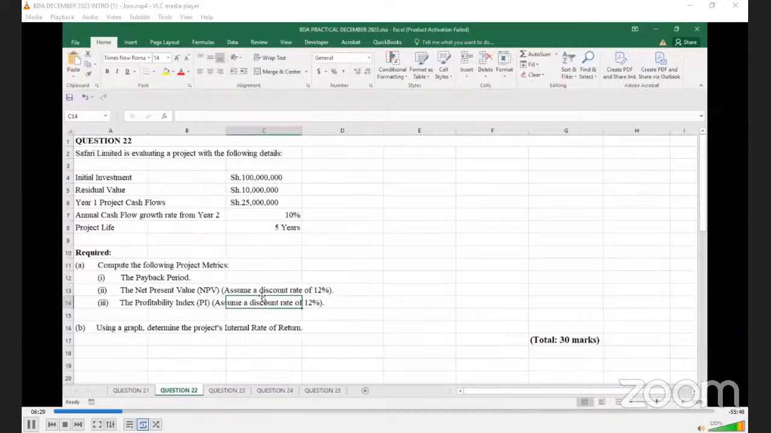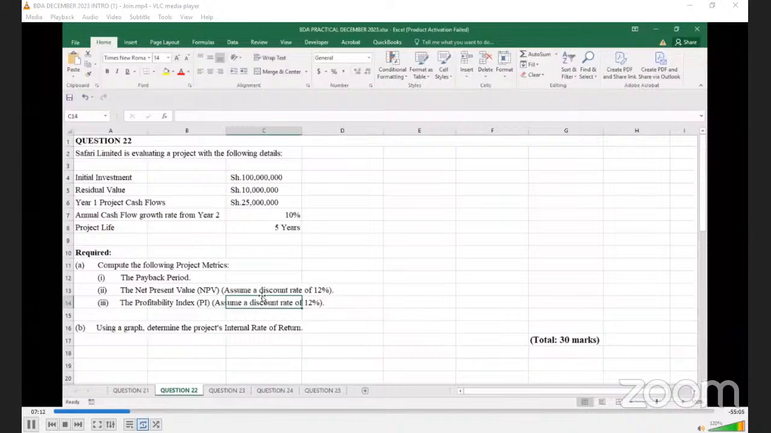The question asks us to compute the following project metrics: the payback period; the net present value, NPV, assuming a discount rate of 12%; and the profitability index, PI, assuming a discount rate of 12%. Then, using a graph, determine the project's internal rate of return. The examiner is giving us 30 marks, which you can get very easily. At this point it is important that you have a basic grounding in financial management.